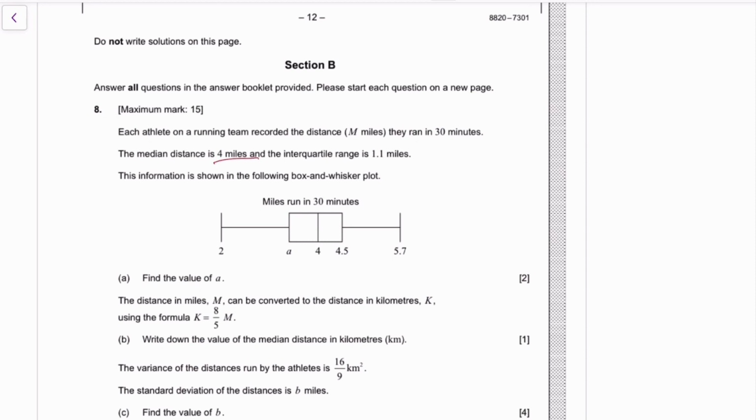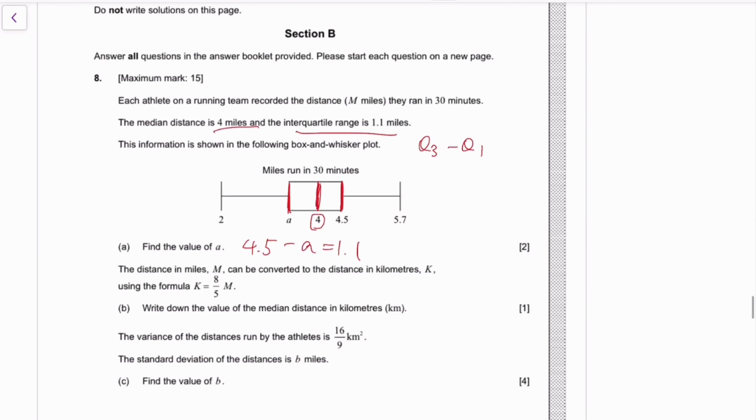The median is 4. Well, we know that because this line is the median. Box and whisker. Interquartile range 1.1. So we know interquartile range is upper quartile minus lower quartile. So the 4.5 is the upper quartile, A is the lower quartile. So that's how you do part A. 4.5 minus A should give you 1.1.